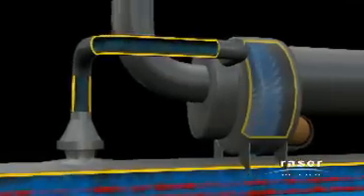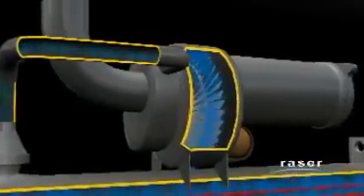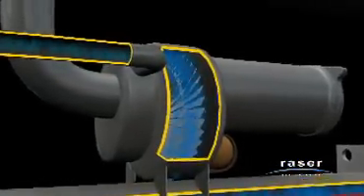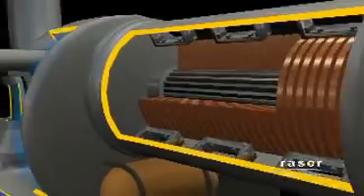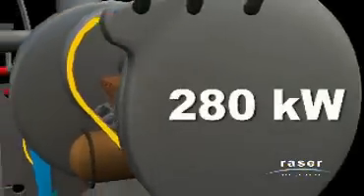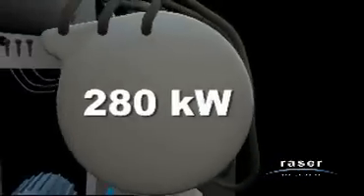Because the working fluid has a boiling point much lower than water, the fluid flashes to steam quickly at temperatures as low as 57 degrees Fahrenheit and moves upward, passing through the steam turbine. Pressure from the steam spins the turbines, which in turn spins the electric generator. Each unit can generate about 280 kilowatts of power.